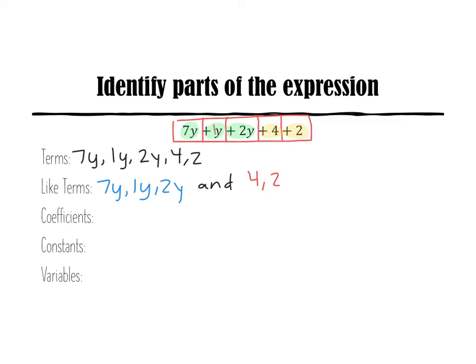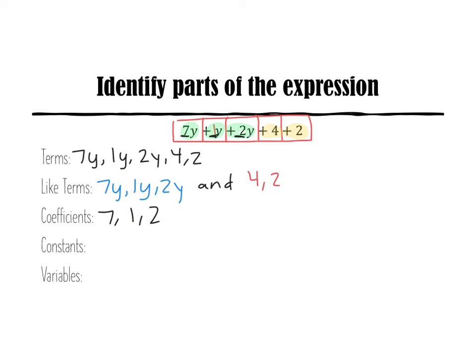All right, coefficient. Remember, coefficients, those are our co-pilots. Those are next to our variables, our numbers next to our variables. So if you look, we've got a 7. That's with one of our y's. A 1 is with one of our y's. And then a 2 is with one of our y's. So those are going to be our coefficients or our co-pilots.